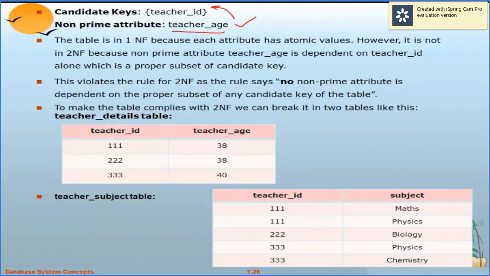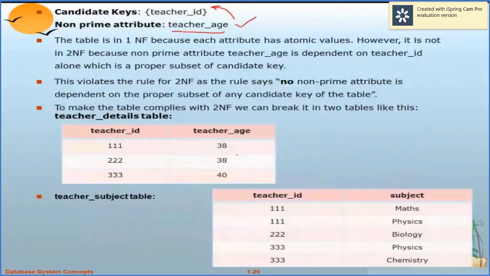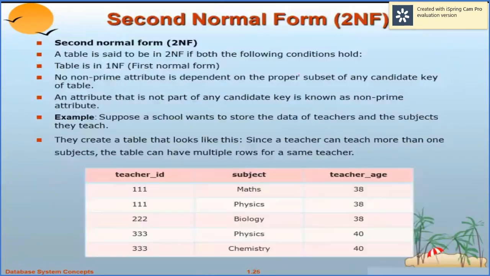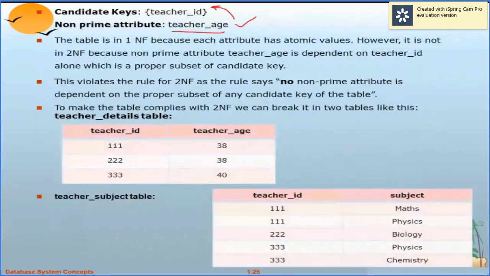Let's check. Obviously, the teacher age is dependent on teacher ID, which is a candidate key. But what is my second normal form saying? It should not depend on the candidate key. But in this case, it is depending. So what should be done? This particular table is violating the second normal form condition. So how do we overcome this?